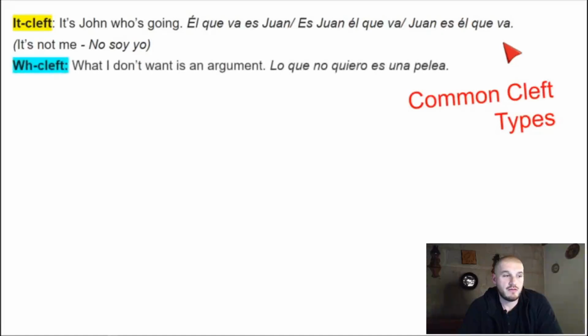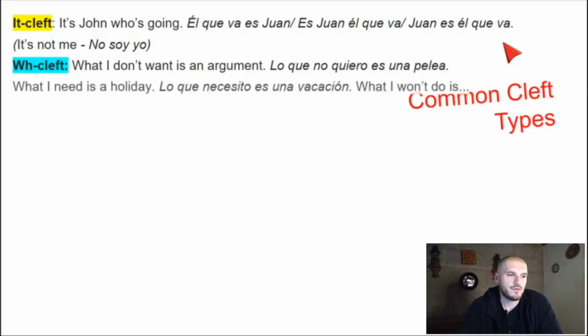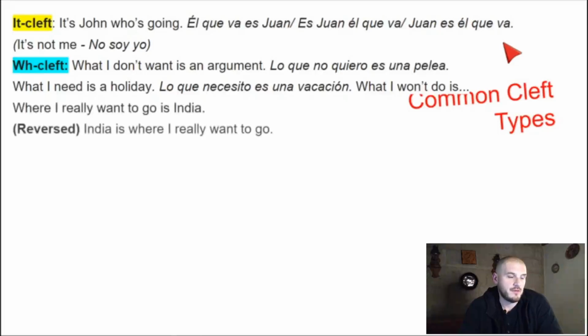There's also the question word cleft. So for example, lo que no quiero, in English would be what I don't want is an argument, right? You can also say what I need is a holiday. Lo que necesito es, what I need is. Or lo que no haré es, what I won't do is. Where I really want to go is India, right? Or the reverse, India is where I really want to go.